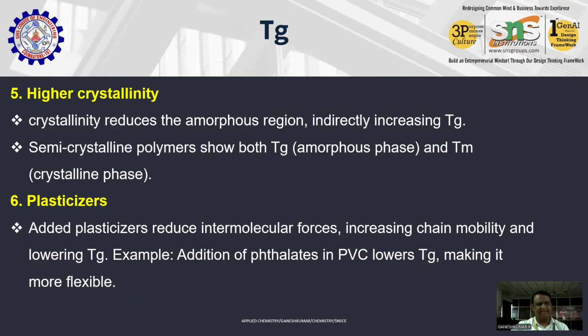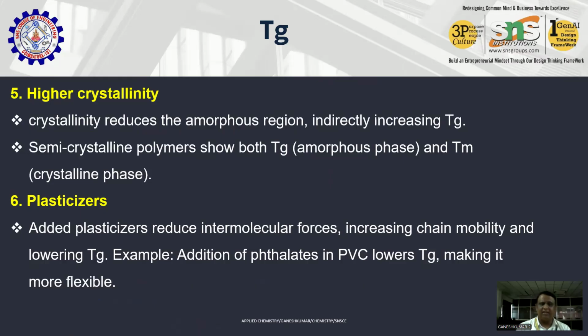So plasticizers. Plasticizers are additional materials which are added to polymers to improve their properties. Addition of plasticizers reduces the molecular force between the polymeric chains and increases the chain mobility. When the force is reduced, the chains will undergo movement, so thereby TG will reduce. The addition of phthalates to PVC lowers the value of TG, and the PVC becomes more flexible with the addition of phthalates.